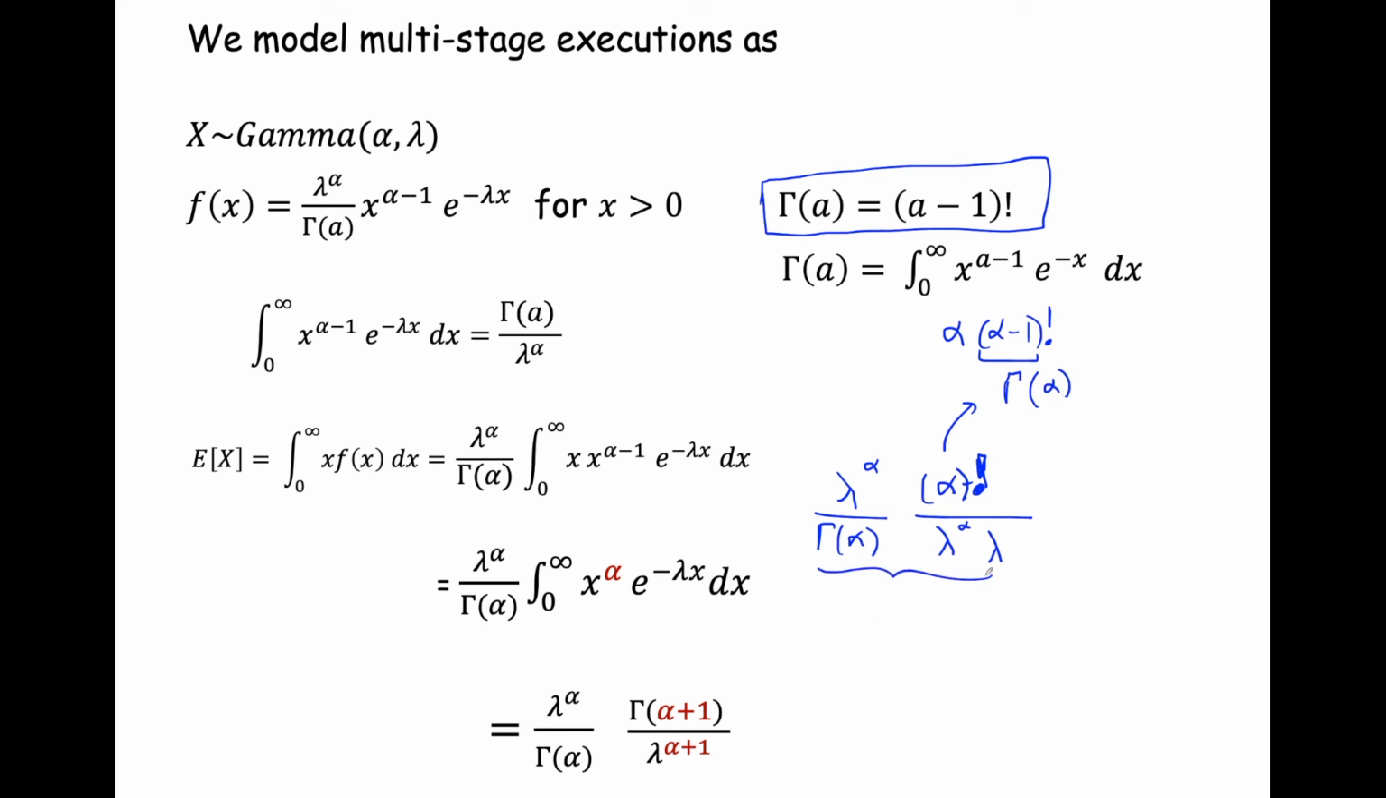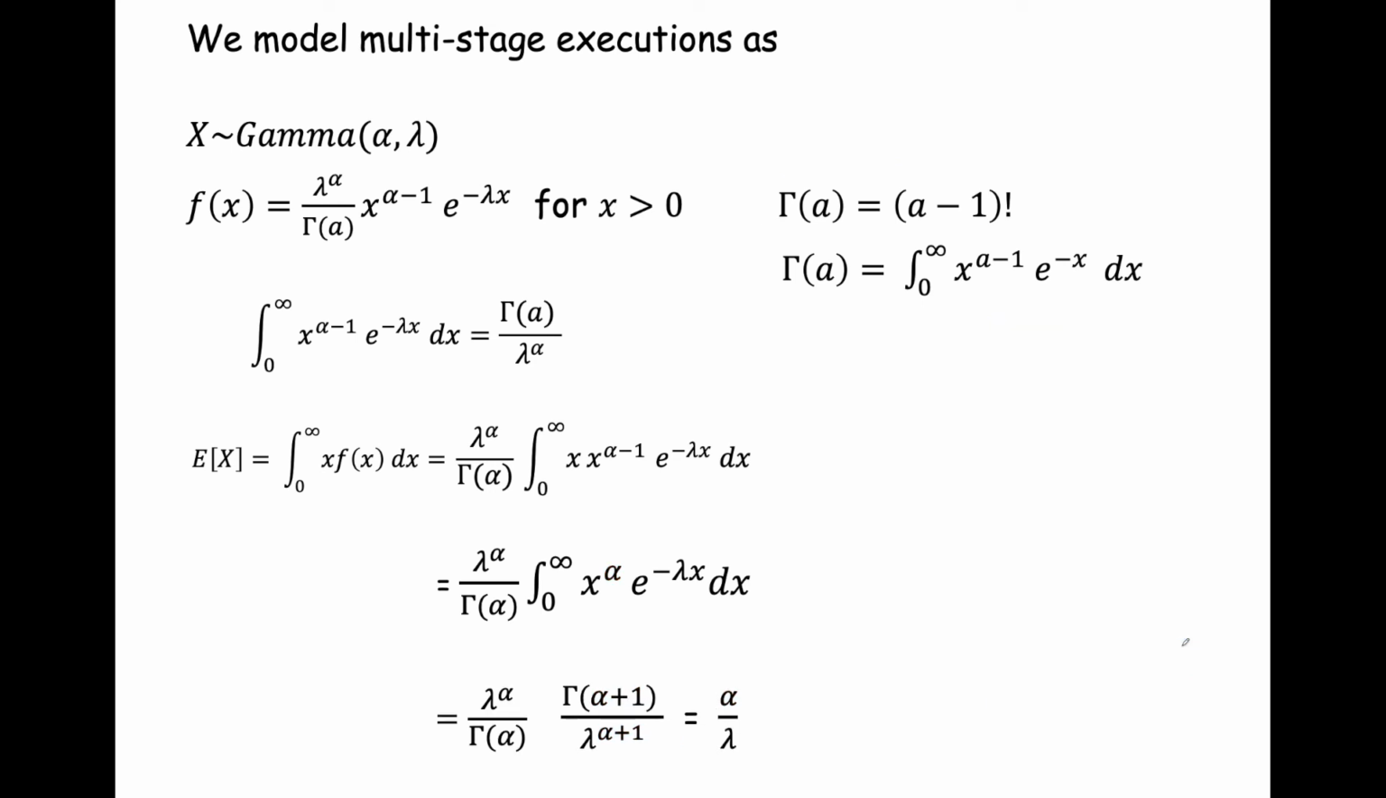And so we can rewrite this expression. That first term is lambda to the alpha over gamma of alpha. This denominator becomes lambda to the alpha times lambda. And this numerator here is just alpha times gamma of alpha, since alpha minus 1 factorial is just gamma of alpha. If we look at this, the lambda to the alpha in the numerator cancels with the lambda to the alpha in the denominator. The gamma of alpha in the denominator cancels with the gamma of alpha in the numerator. And we're left with alpha over lambda, and that's our result for the expectation of a gamma random variable, and therefore for a gamma distribution.